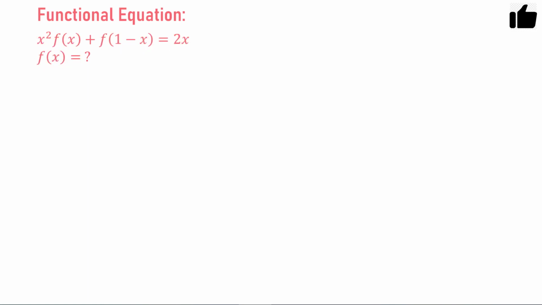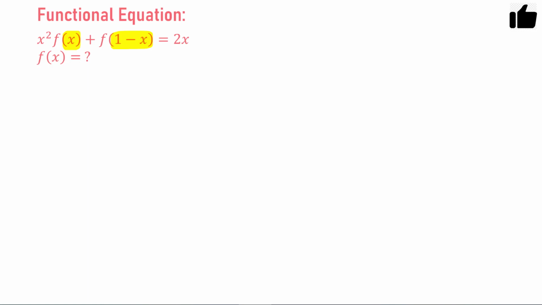If you try to solve this problem, the first difficulty you will find is that the argument is not the same. Here the argument is x and here the argument is 1 minus x. So somehow you have to make one argument and then solve. And this can be done by writing two equations and solving these two equations. So let us see how we can do that.